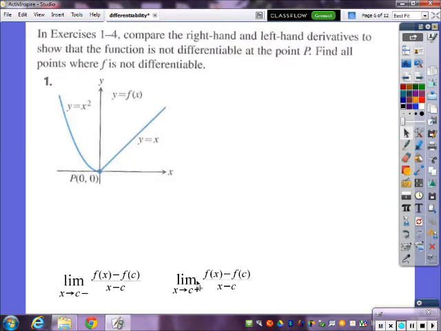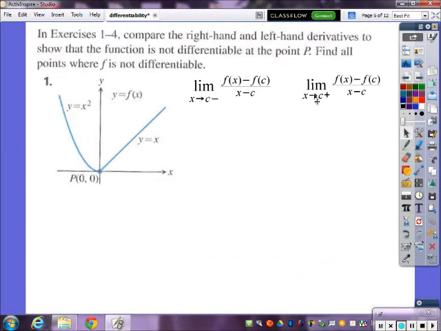So using these left and right hand limits for our left and right hand derivatives, we can analyze this situation here to find the point where it's not differentiable and support it mathematically. Visually, I can see that it's not going to be differentiable at x equals 0 because it's, I guess you call that a cusp or a corner.